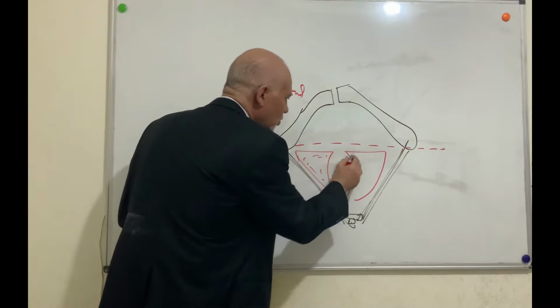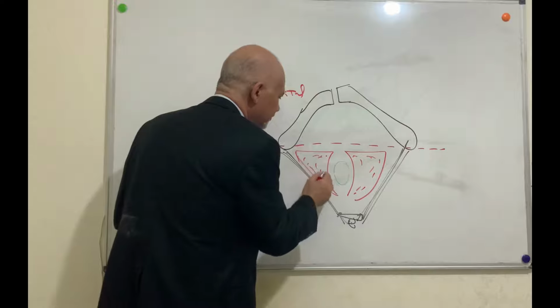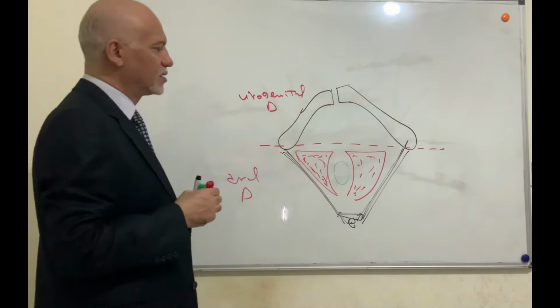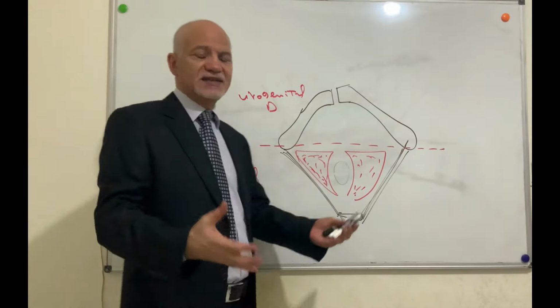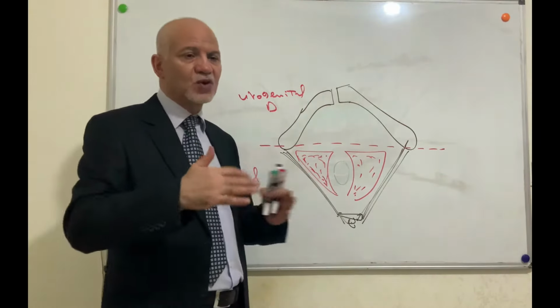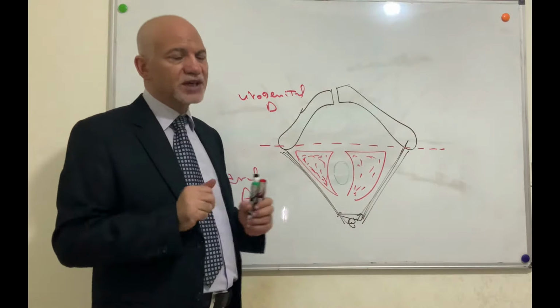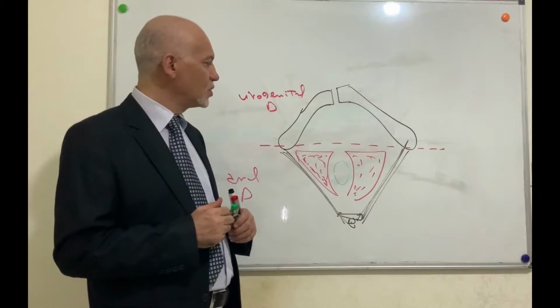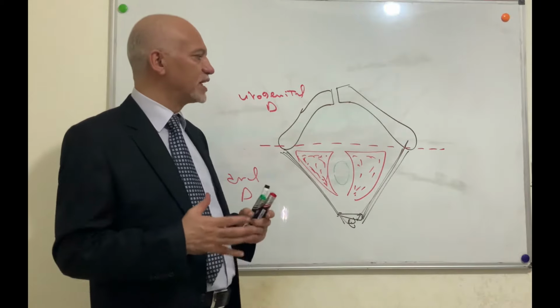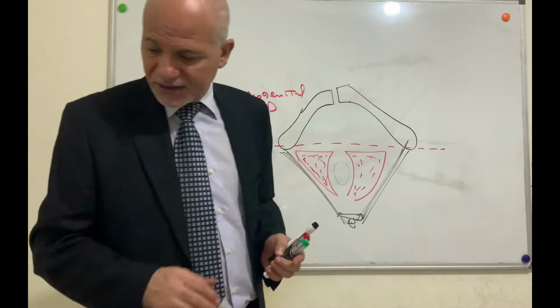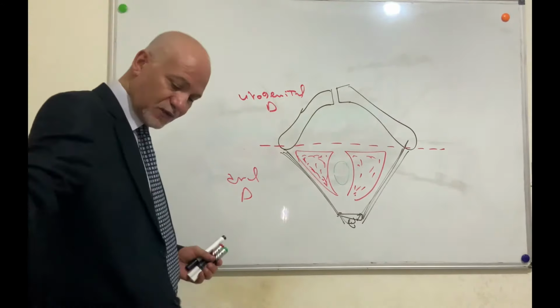This space is called the Ischio-rectal Fossa. Any space in anatomy, we must know the boundaries, roof, floor, and so on, and what is the content of this space. We begin with the boundaries of the Ischio-rectal Fossa. Again, we can make another diagram for the Ischio-rectal Fossa.